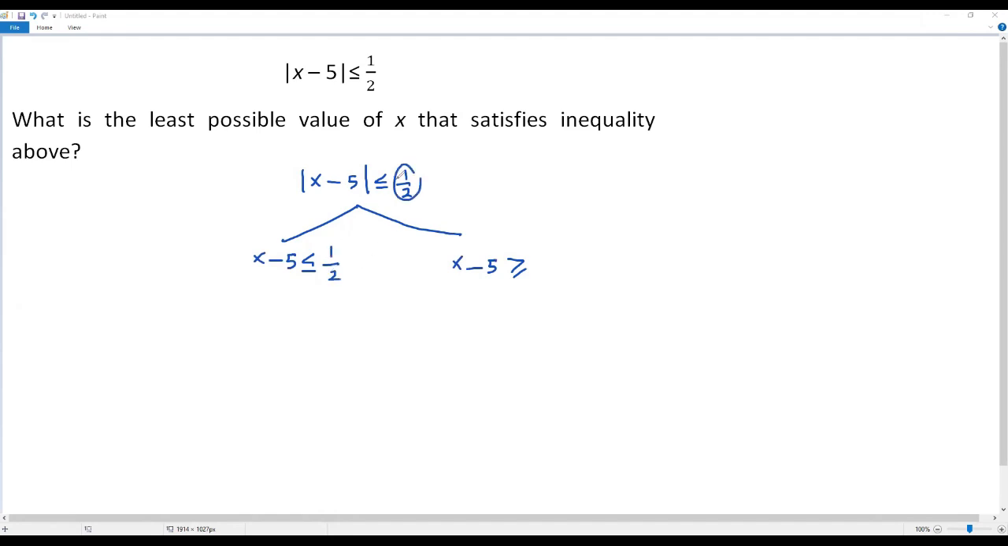In the first branch, we take this 1 half as it is. It is positive, so this positive value should be taken as it is. And in the second branch, we have to change the sign of this value. Already it's positive 1 half. When I change the sign, it will be negative 1 half. Now we have to solve each inequality separately.